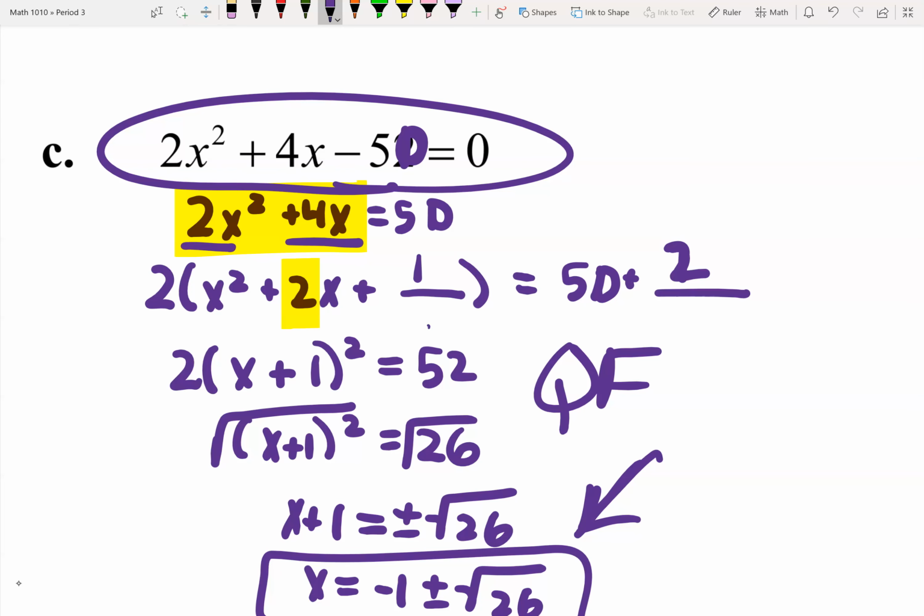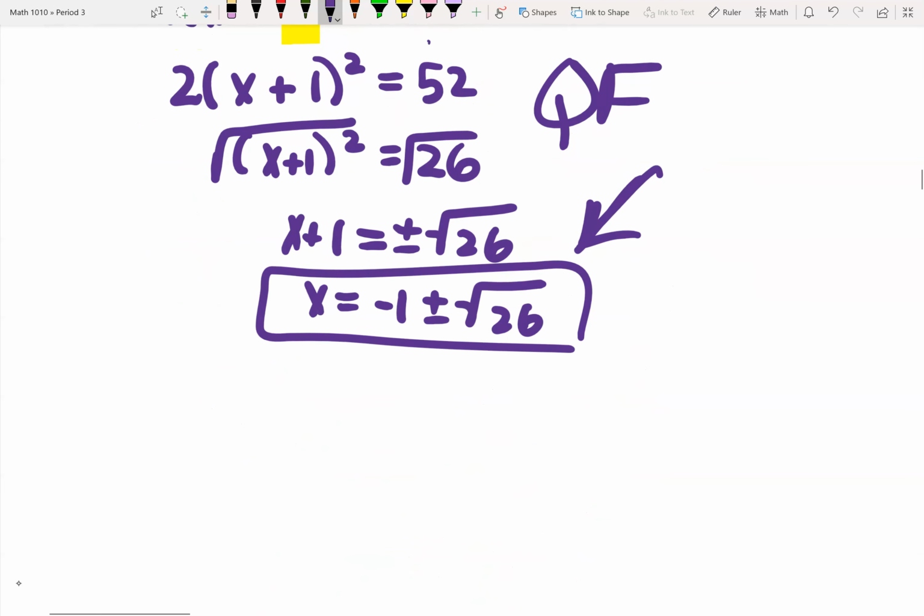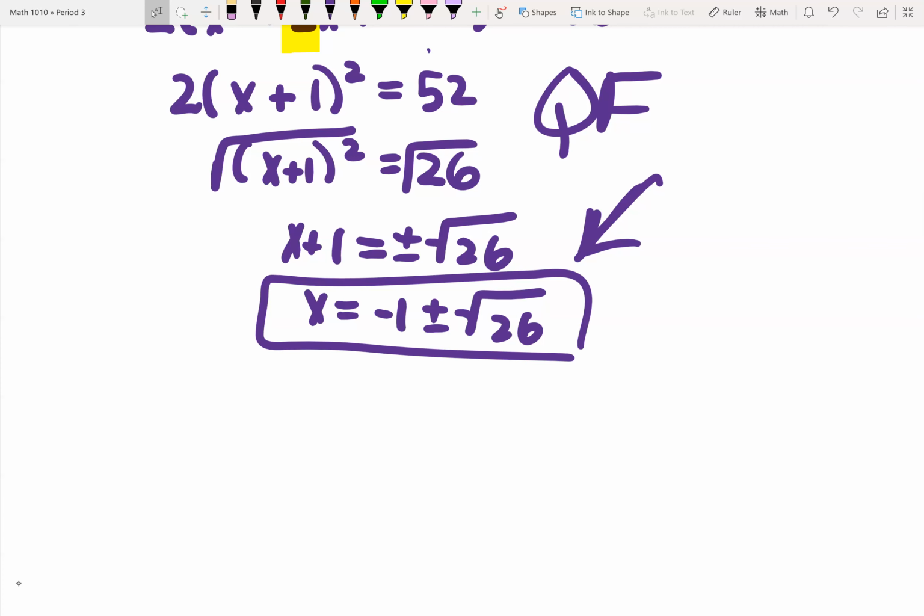Yeah, and then we have to write them in decimal form. Oh, did it say decimal form? Okay, great. Grab your calculator. Let's practice this.